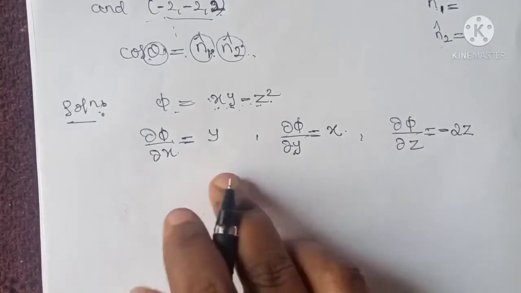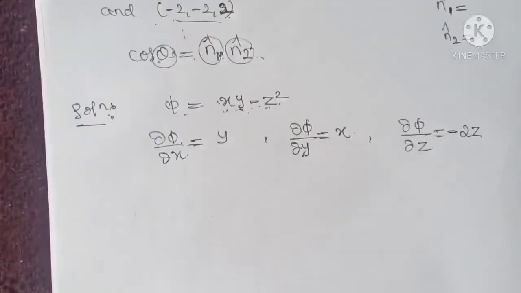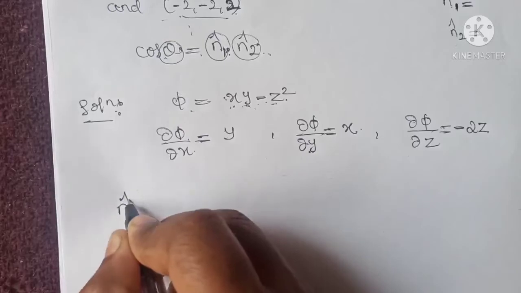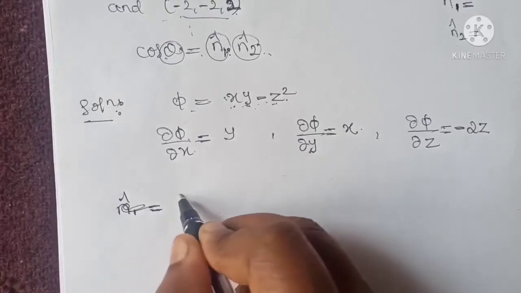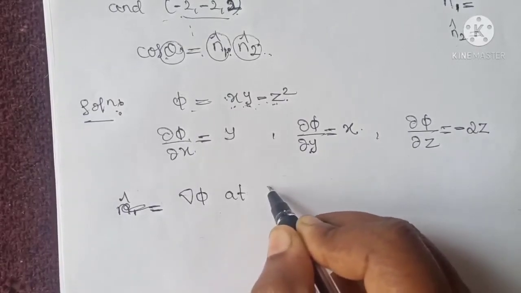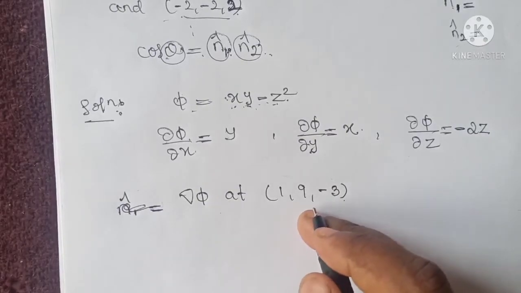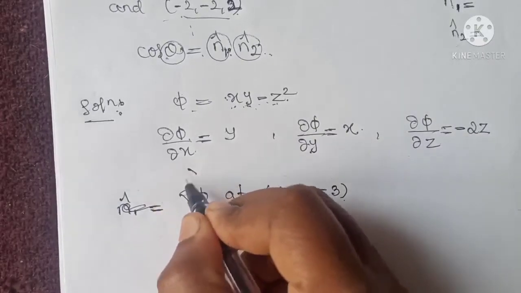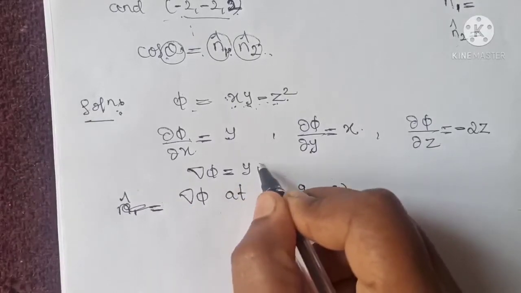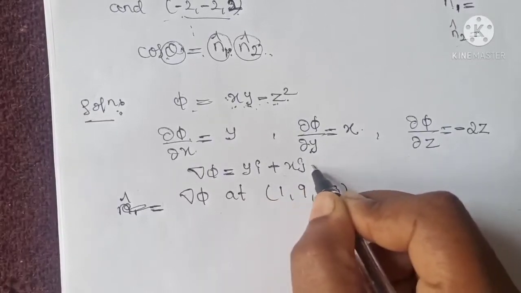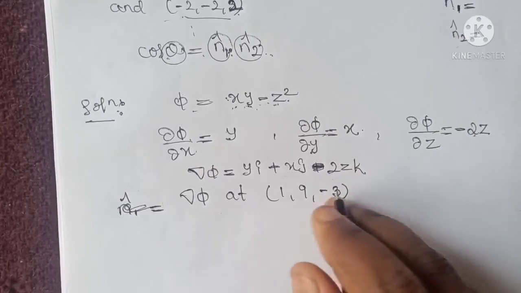Right? Now we find the normals by putting two different points. First one we take as n1. For n1, first we find del phi at the point 1 comma 9 comma minus 3. Before that we have to find del phi. So del phi can be written as y i plus x j minus 2z k. This is the del phi.